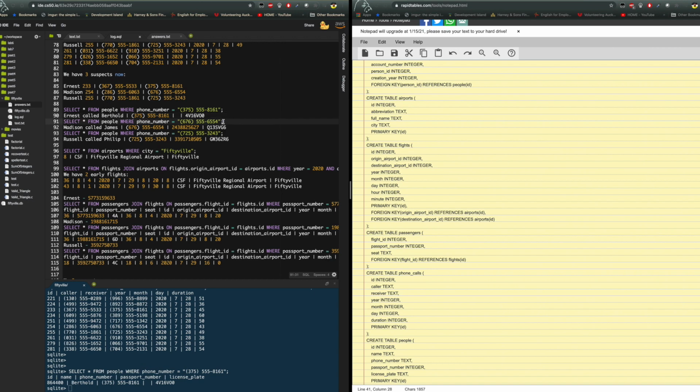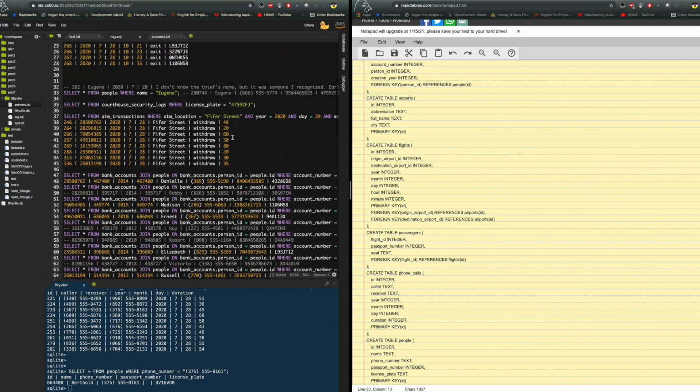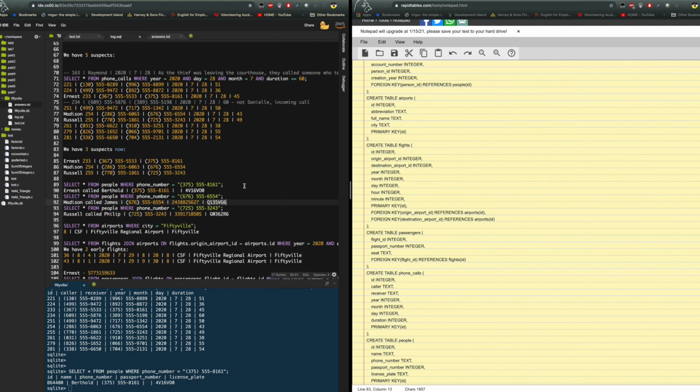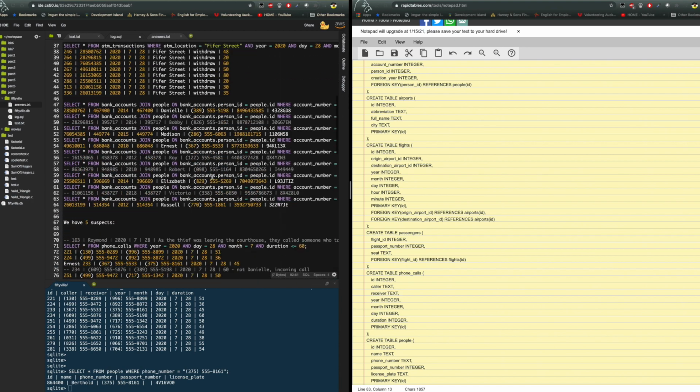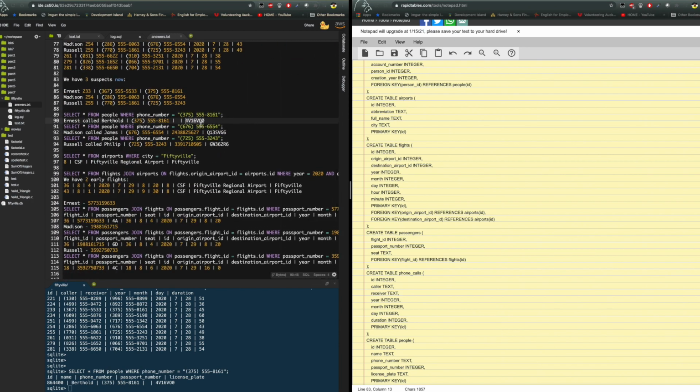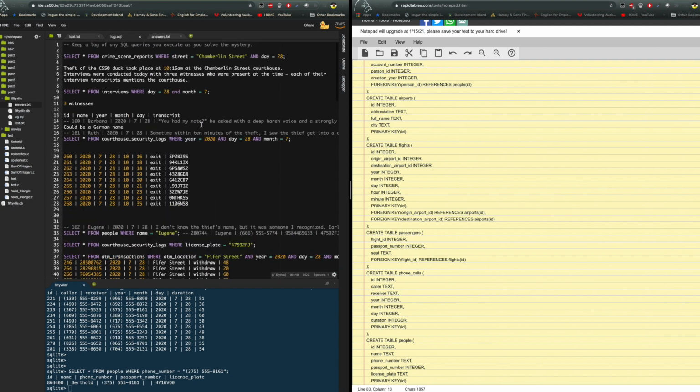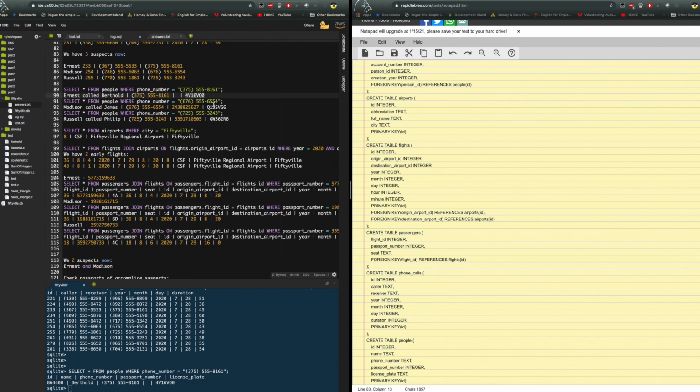Then we check Madison. Madison called James on that number, and they even have a passport number because it's a table with people, and they're providing passport numbers, which could be useful when we check our information regarding flights. Okay, and Russell called Philip. So we can see number plates. I think nothing is in here except this one. No, not even that one, because it's Bertold's car, not Ernest's car.